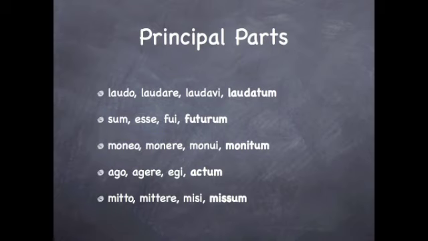So, when we're talking about passive Latin verbs, there's a couple things we need to know. First and foremost, the four principal parts that you've already been given. So, for example, laudo, laudare, laudavi, laudatum. What we're talking about here, for the first time, really, is that fourth principal part. So, for example, laudatum. For sum esse fui futurum, it's futurum. For moneo, monere, monui, monitum, it's monitum.